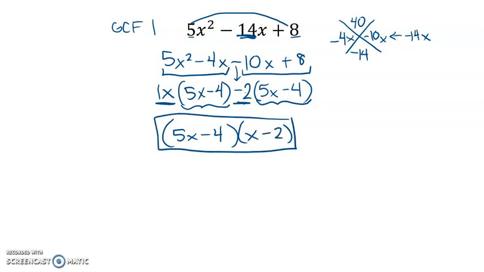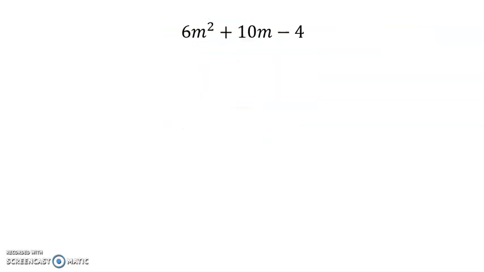That's our factored. All right, 6m squared plus 10m minus 4. First thing you look for, biggest number all three can be divided by: 6, 10, and 4. These can all be divided by 2. So I have to take care of that first.